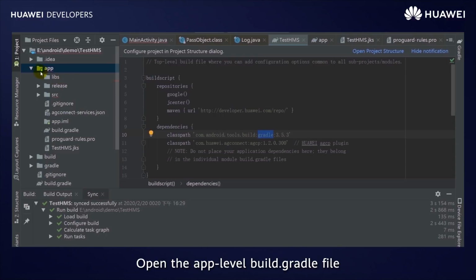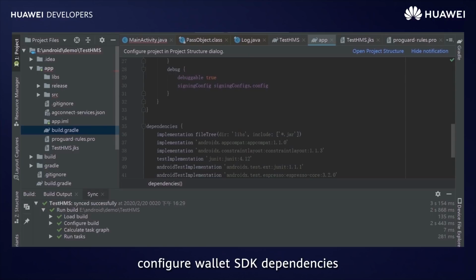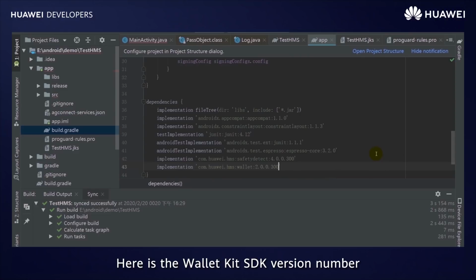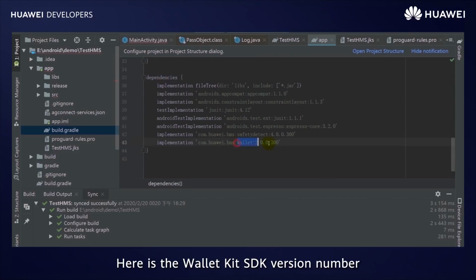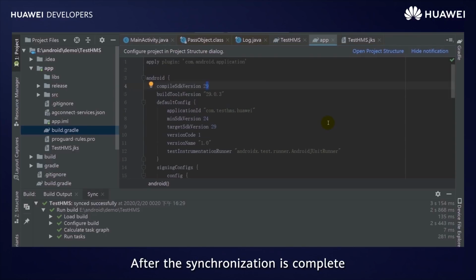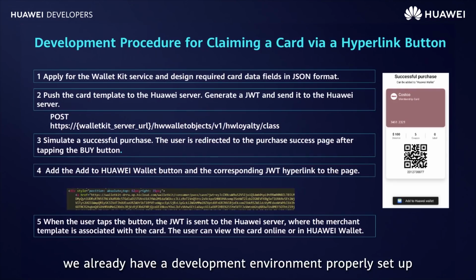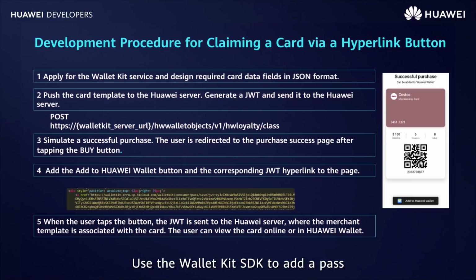Open the app level build.gradle file. In the build.gradle file, configure Wallet SDK dependencies. Here is the Wallet Kit SDK version number. Click Sync Now to update the project. After the synchronization is complete, the Wallet Kit SDK has been integrated into our project. Now, we already have a development environment properly set up. Use the Wallet Kit SDK to add a pass.